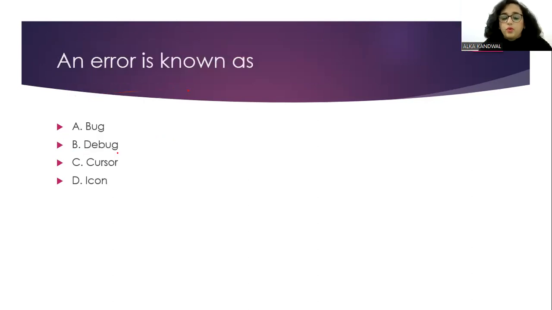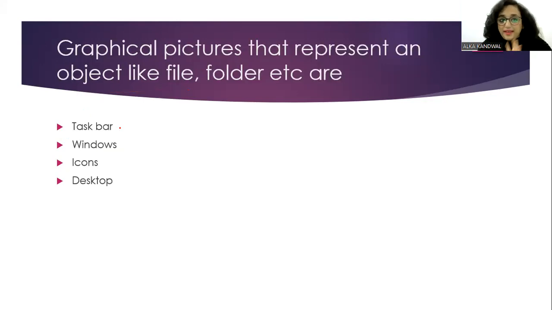An error in the computer is known as a bug. It is known as a bug. Computer में जो अभी error होता है बोलते हैं bug है. Okay, and when we are trying to fix that error, that is known as the debugging of the error. So that is the error is the bug.